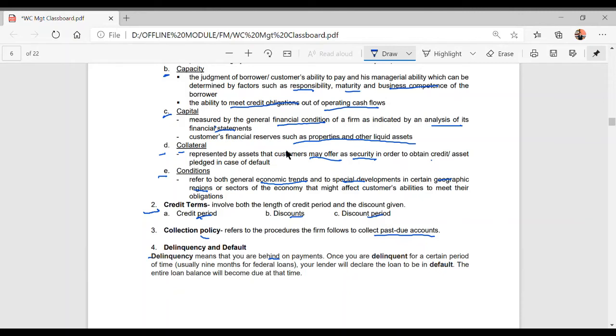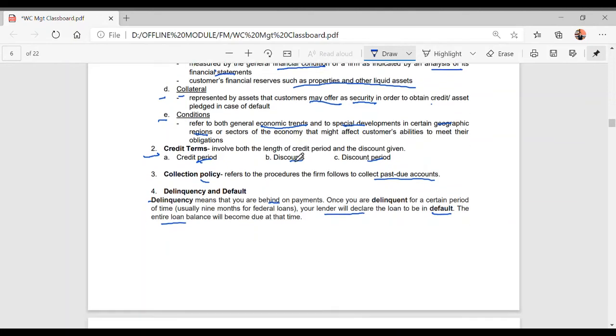So once you are delinquent for a certain period of time, usually 9 months for federal loans, your lender will declare the loan to be in default. When your failure to pay is consistent, you are called in default. Then, at this point, the entire loan balance will become due at the time. So, all of the balance will become due and demandable.